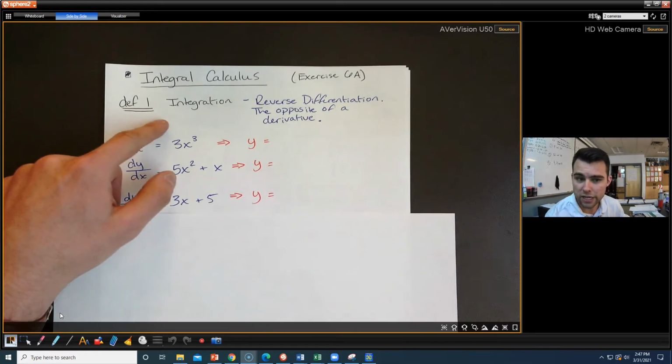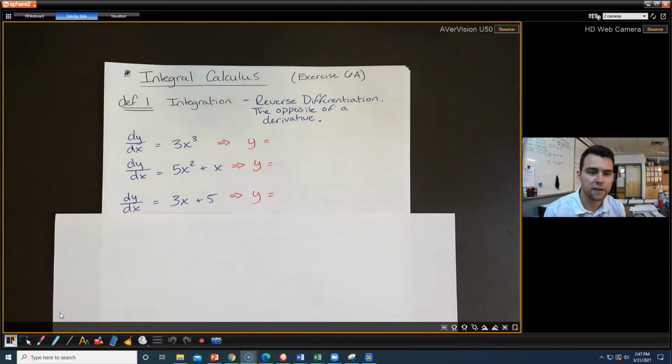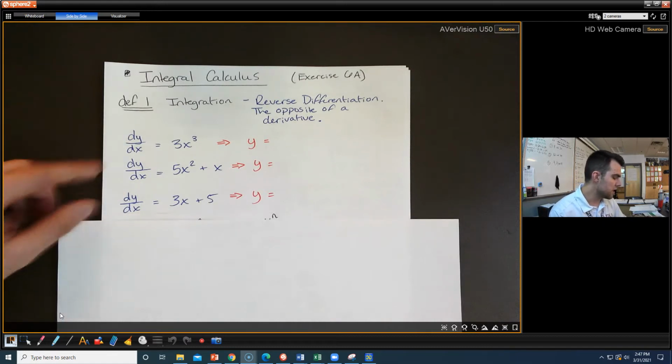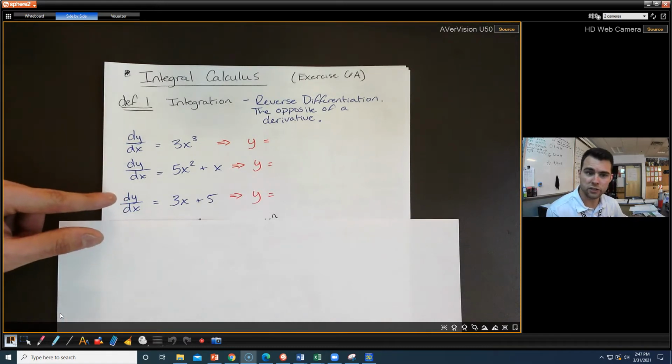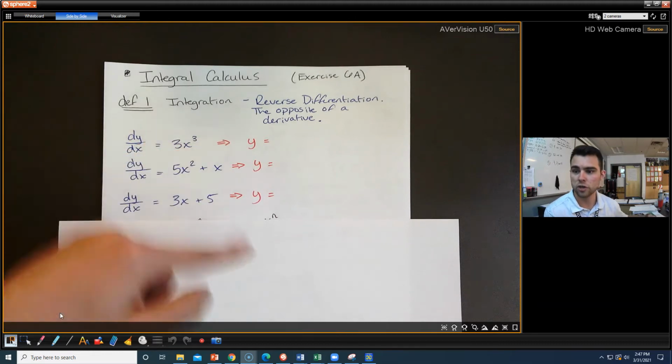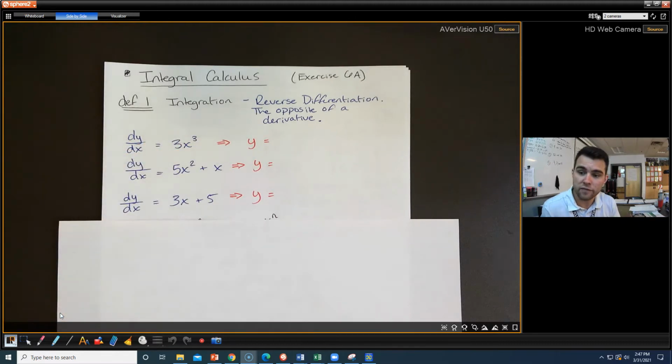Okay? Integration has two working definitions that we're going to look at in this class. The second one we'll see later on. The first one, which is way easier to grasp, is just its reverse differentiation. It's the opposite of a derivative. And so we're going to just work with that, get comfortable with that idea, and work backwards a little bit, okay? So if I give you these three derivatives right here, I want us to try to work backwards and get the original curve. The curve we would have got before we took the derivative.